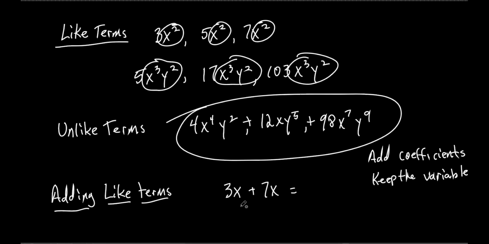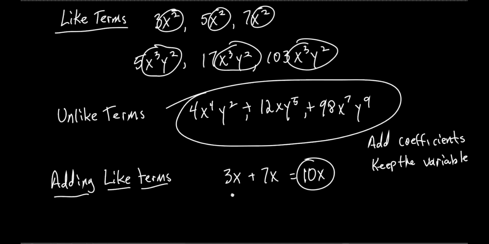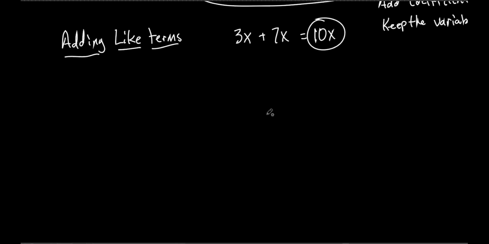So which ones are my coefficients here? 3 and the 7. So I add them up. What do I get? 10. And then you just keep the variable. What's the variable? x. And that's it. That's all you got to do. You don't do anything with the exponents. You don't make it x squared or anything like that. You just keep the variables exactly the way they were, and you just add the coefficients. So that wasn't even an example. That was so pre-example.